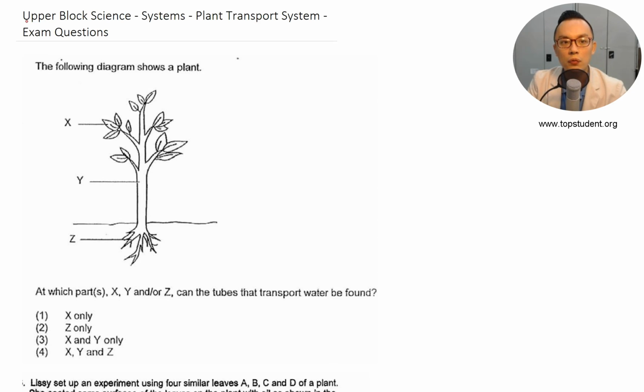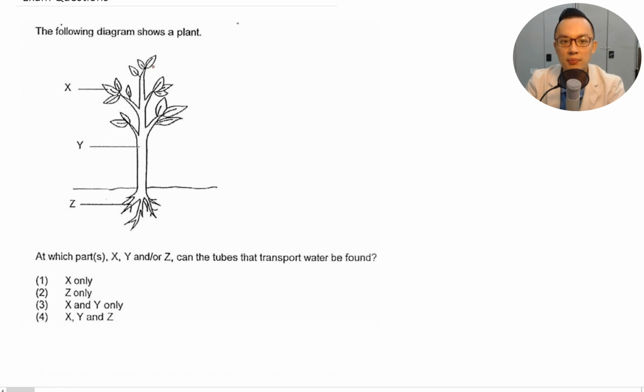In this video, we're going to go through upper block science, which is for primary 5 and 6. The module of systems, we're looking at specifically plant transport systems, some of the examination questions that would have appeared for plant transport systems. The following diagram shows a plant.